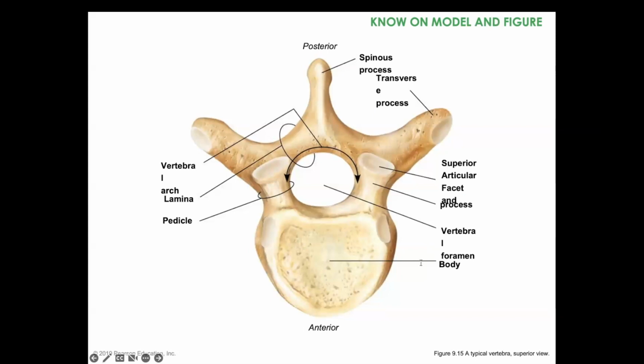Finally, each vertebra has 6 facets, and each facet is going to be on one of the processes. And each of these facets are going to have hyaline cartilage for articulation to either one of the ribs or the vertebrae it's stacked with.